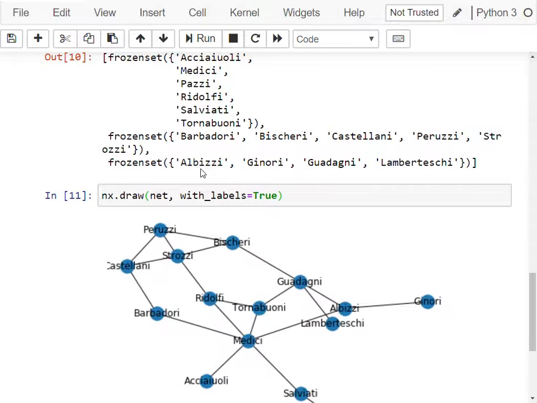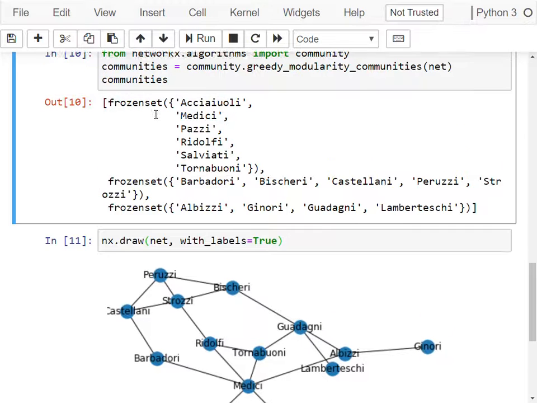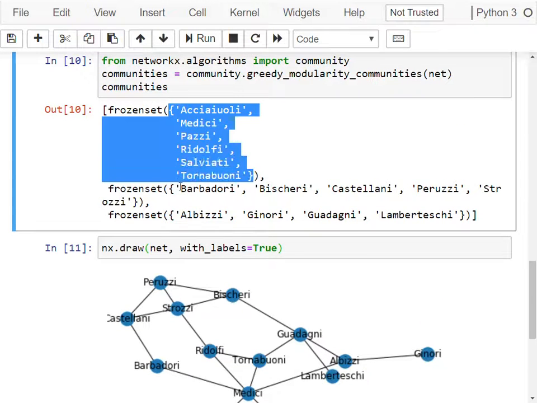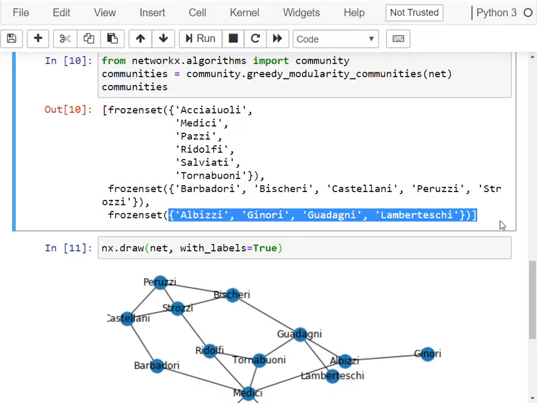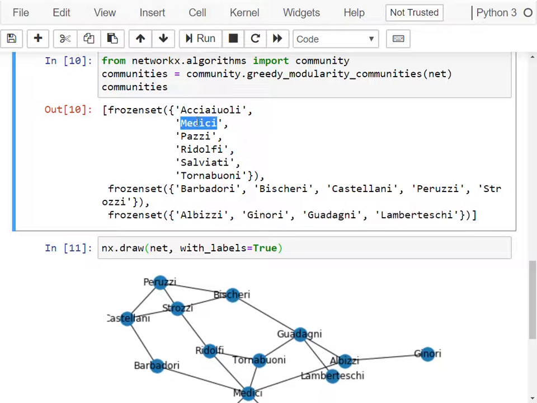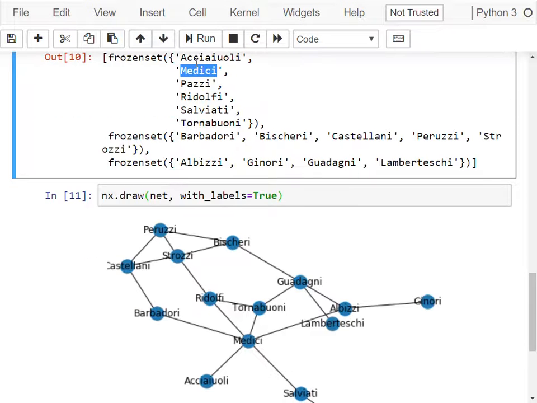You can see that this algorithm actually uncovered this densely connected part of the network, the Castellani, Peruzzi, Strozzi, excuse my Italian here, part of the network, right? It also included the Barbadori as part of this densely connected part. So we basically have three communities in this network, this community, and this community. Now Medici happens to be in this community, which contains also this family, right?